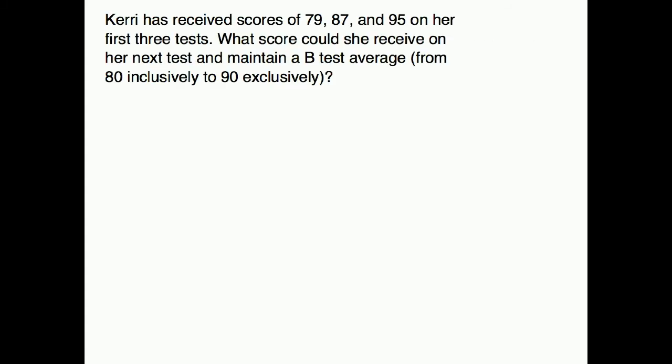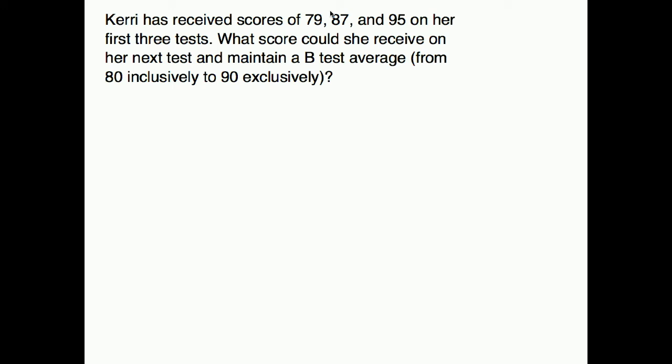This last one is a word problem, which is a good word problem. It makes you think through this a little bit. So Carrie has received scores of 79, 87, and 95 on her first 3 tests. What score could she receive on her next test to maintain a B test average? B is from 80 inclusively, so it includes an 80, up to 90, which exclusively, a 90 would then be an A, so you don't want to include 90.